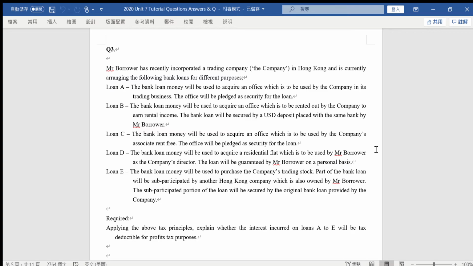Okay, the second one, that will be loan B. Similar, that is also used to acquire an office, and that is being rented out by the company to earn rental income. And the bank loan will be secured by a US deposit paid with the same bank by Mr. Borrower. Now this one is similar, although the office is to rent out, to receive rental income.